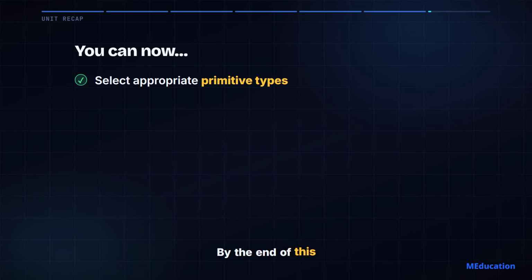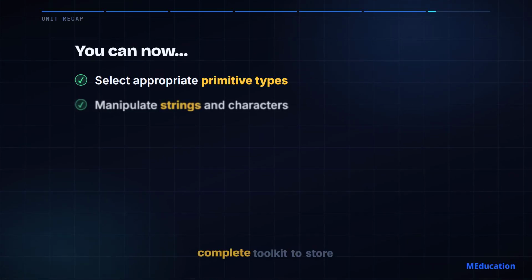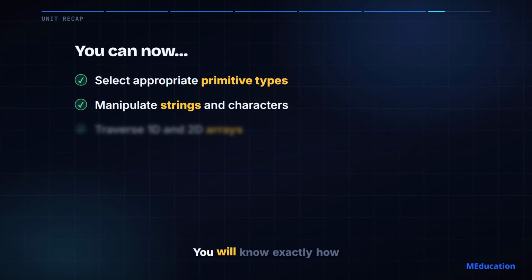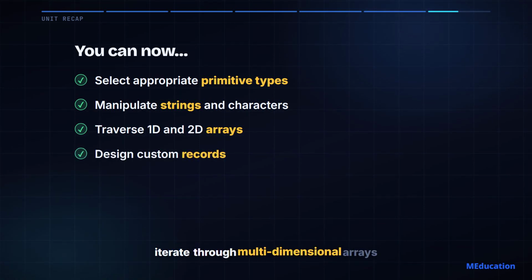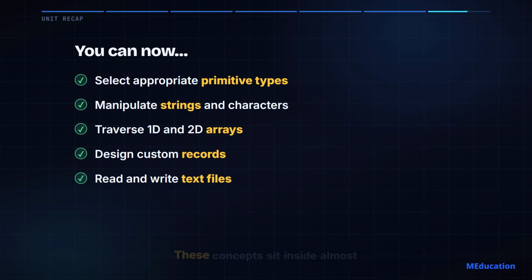By the end of this unit, you will have the complete toolkit to store, access, and manipulate data. You will know exactly how to declare primitive types, structure complex user-defined records, iterate through multi-dimensional arrays, and persist your results to text files. These concepts sit inside almost every algorithm you will ever write. You are ready. Let's get started.